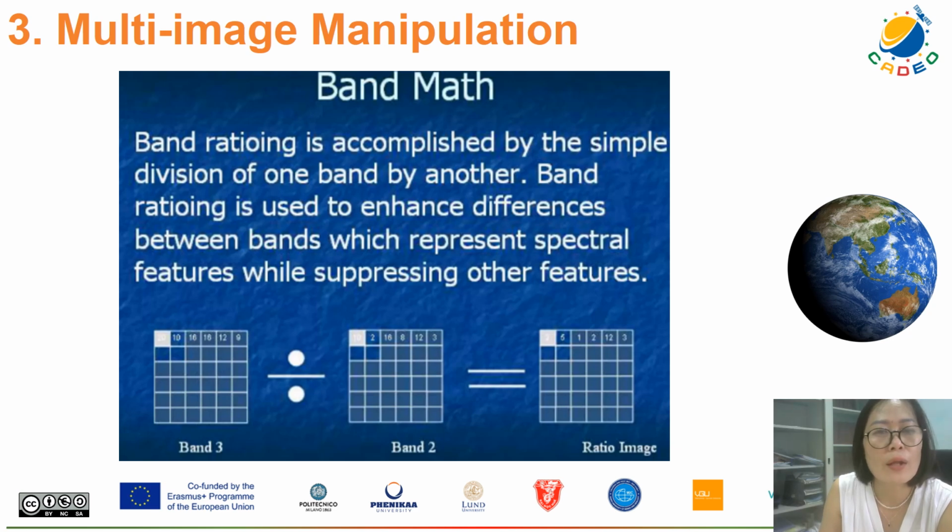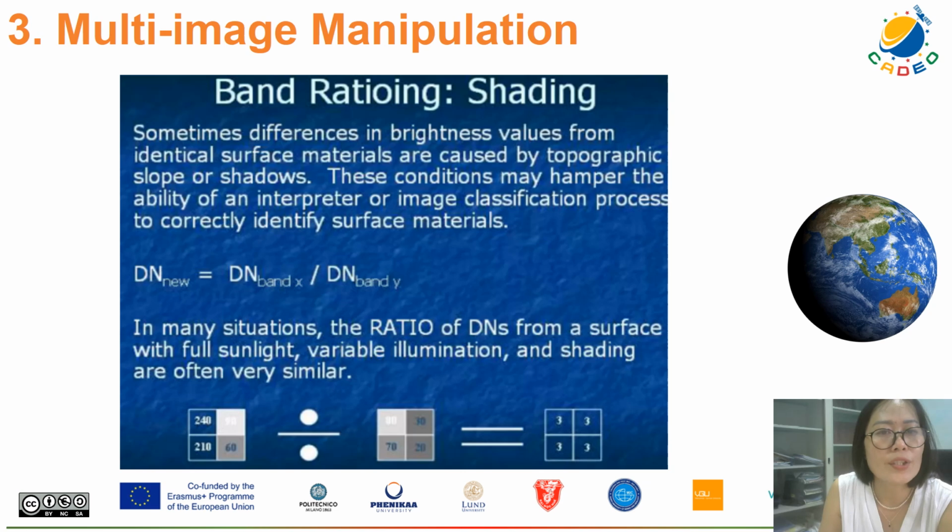Now I would like to introduce how to calculate the band ratio. Band ratioing is accomplished by the simple division of one band by another. Band ratioing is used to enhance differences between bands which represent spectral features while suppressing other features. But sometimes differences in brightness values from identical surface materials are caused by topographic slope or shadows. These conditions may hamper the ability of an interpreter or image classification process to correctly identify surface materials. In many situations, the ratio of digital numbers from a surface with full sunlight, variable illumination, and shading are often very similar.